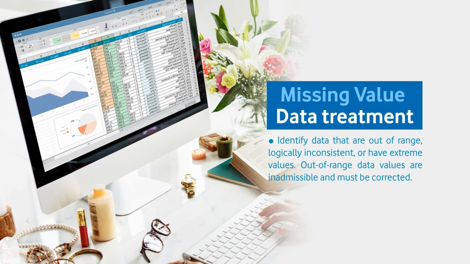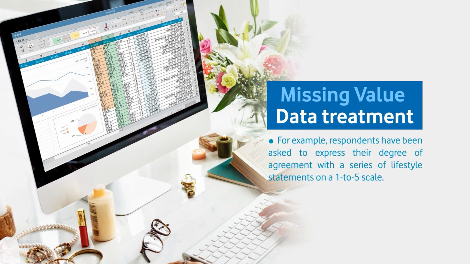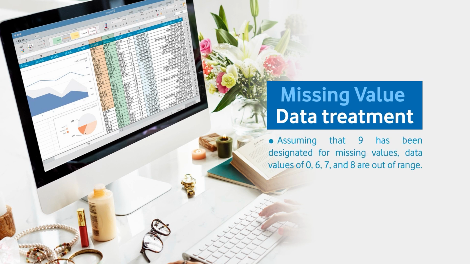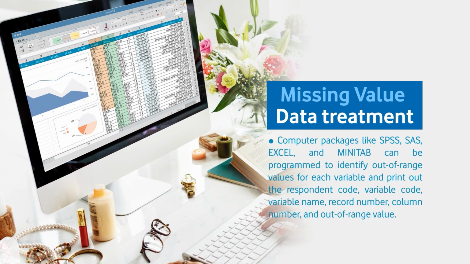Out of range data values are inadmissible and must be corrected when we are checking consistency on the collected data points. For example, respondents have been asked to express their degree of agreement with a series of lifestyle statements on a scale of 1 to 5. Assuming that 9 has been designated for missing values, data values of 0, 6, 7 and 8 are out of range.